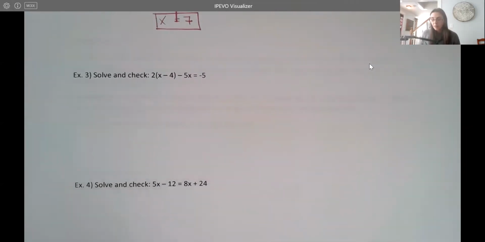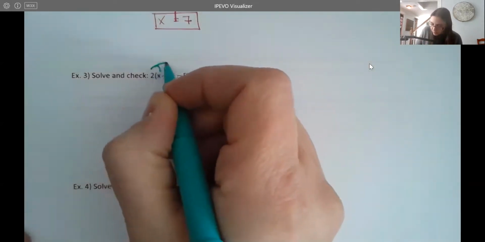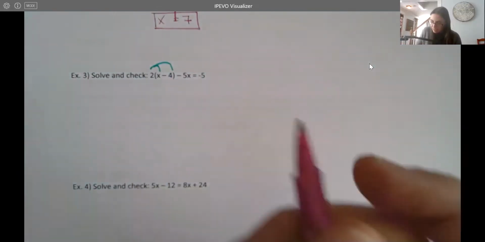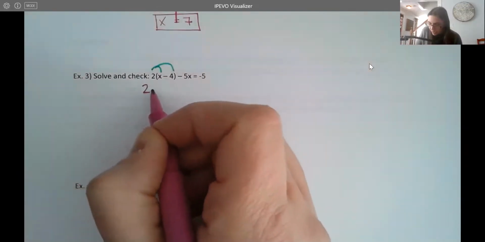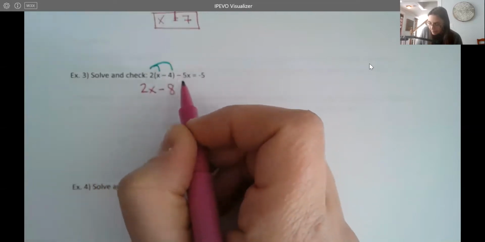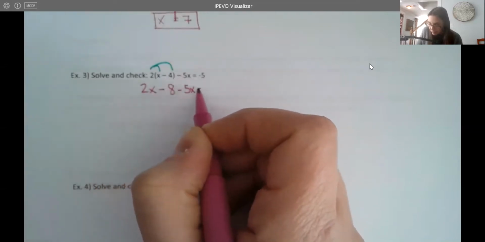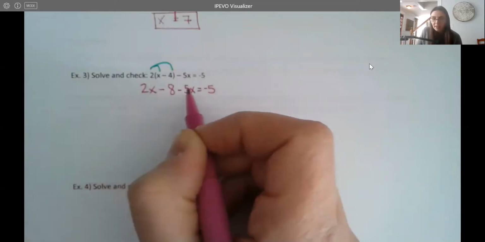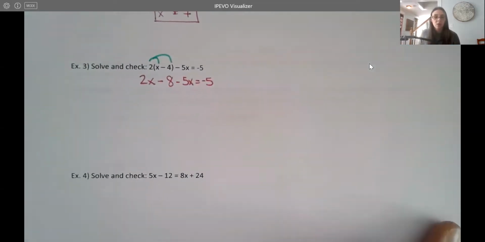All right, for the next one. Now, I do see parentheses here. So before I start moving anything around, I clear out those parentheses. So I'm going to use my distributive property. And I end up with 2 times x is 2x. And 2 times minus 4 is going to give me a minus 8. I'm just going to bring this minus 5x down equals negative 5. So again, I'm just trying to stay nice and lined up here and not change the order of anything.